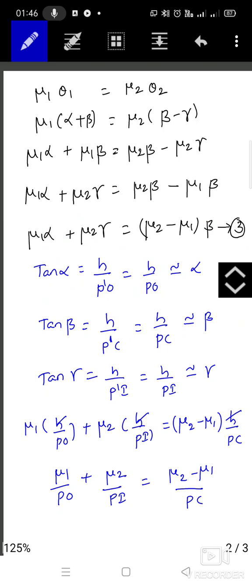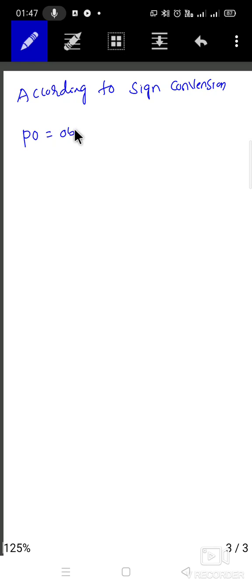So let us see here. Here PO, PI, PC are there. Now according to sign convention, PO is equal to the object distance. This object distance is always negative on the left side. That's why minus u. And PC is equal to the radius of curvature.